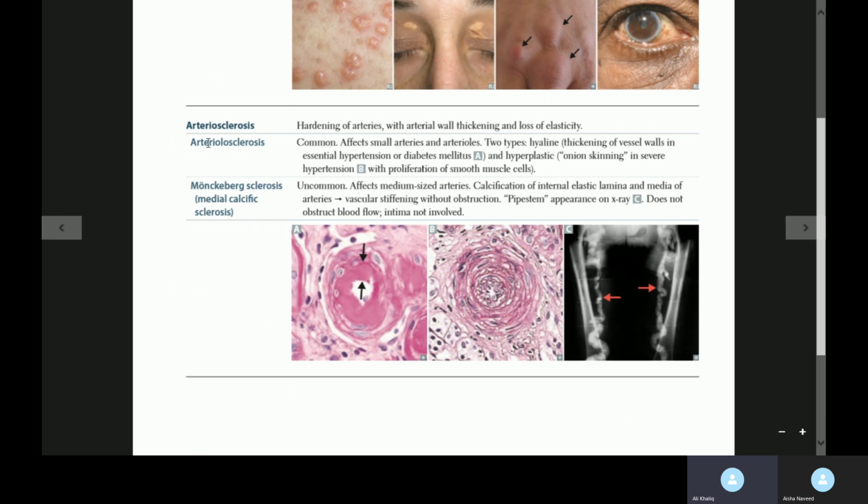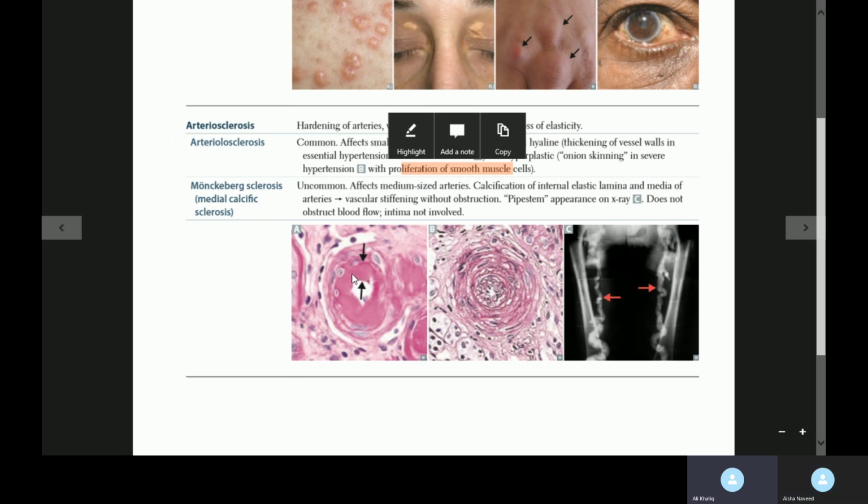Now, the hardening of these arterioles can occur by two reasons. There are two types. One is the hyaline type, and another one is the hyperplastic type. The hyaline type is seen in cases of hypertension or diabetes, whereas the hyperplastic type you will see in cases of severe hypertension only, in which smooth muscle proliferates around. See this diagram here, the B. You can see this smooth muscle with nuclei as well. And the lumen of the artery, this is the hyperplastic. Whereas in the hyaline, you can see this hyaline pinkish material.